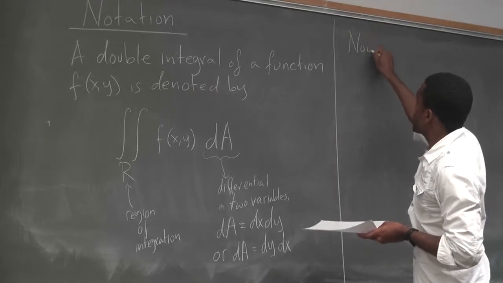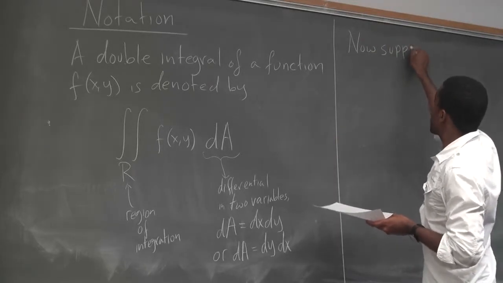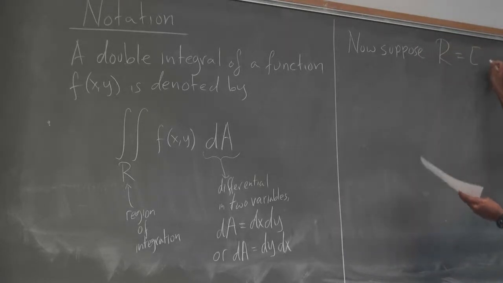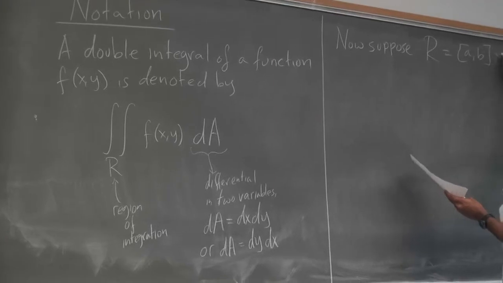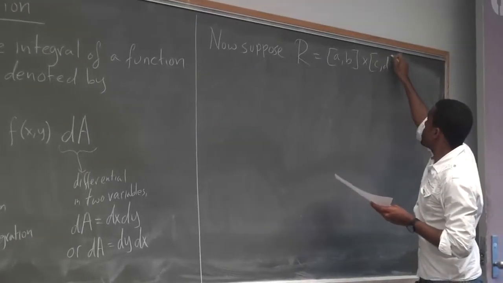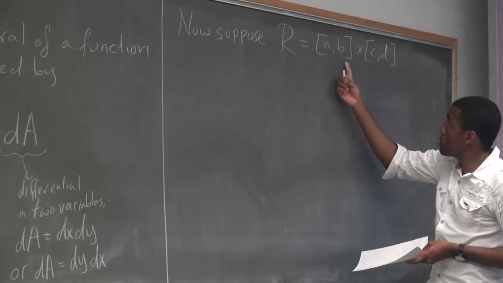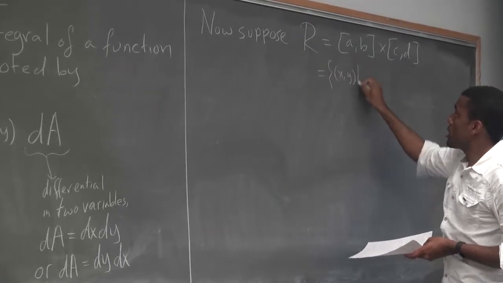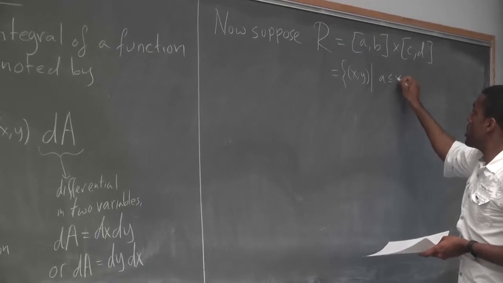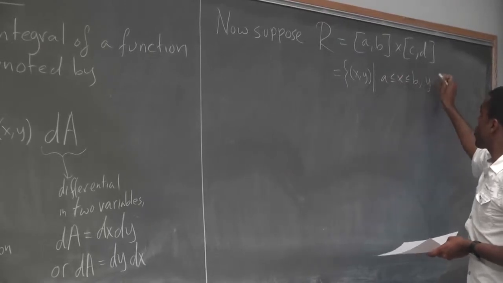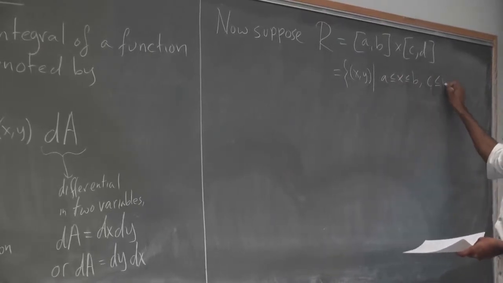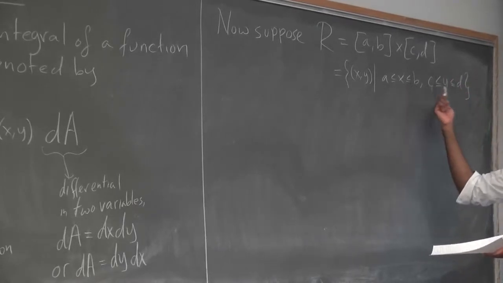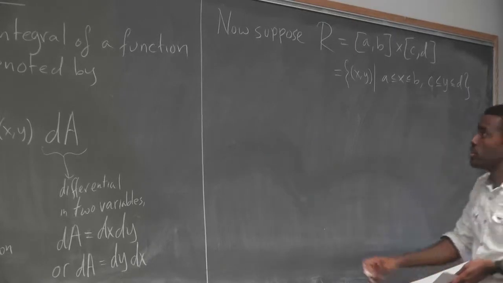Now, suppose R equals [a,b] × [c,d], right? You might see this notation in the book, and what that really means is the set of all points such that your x is between a and b, and your y is between c and d. Right? Which is like our last example. If I give you a limit on x and y, you're defining a rectangle.